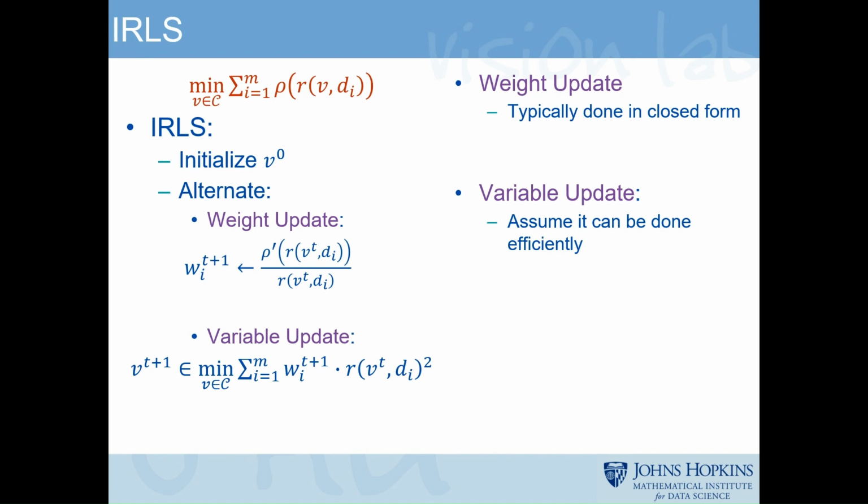The algorithm goes like this: it initializes some variable v0, and it performs alternating minimization. In the alternating minimization, it performs a weight update, which is to set a weight to be the derivative of your outlier-robust loss divided by your residual. And the variable update instead is to solve a weighted least squares problem. The weight update can typically be done in closed form, and we assume that the variable update can be done efficiently. Therefore, we can run this algorithm.